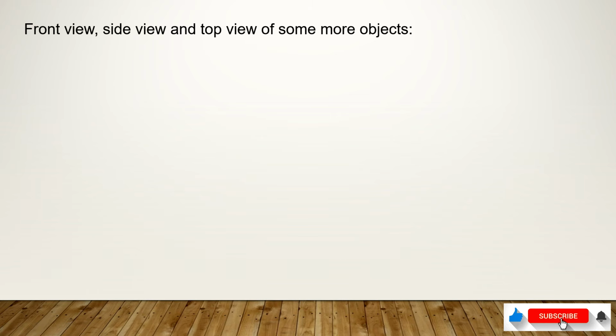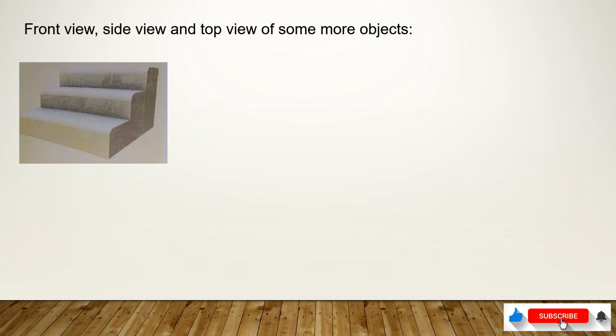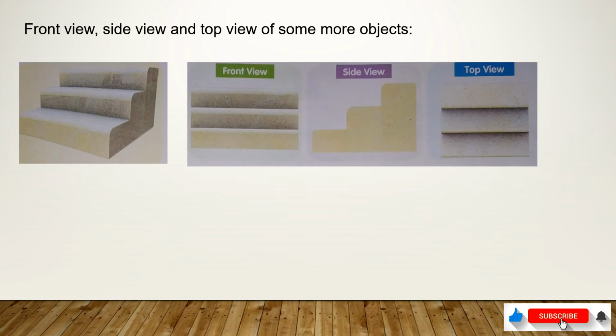Now we'll see a few more objects and observe their shapes. So the first one is stairs. When you look at stairs from the front, it will look something like this. This is the side view. So from one of its sides, if you look at the same stairs, they will appear something like this. And here is the top view.